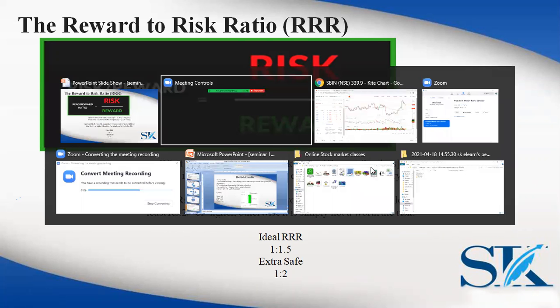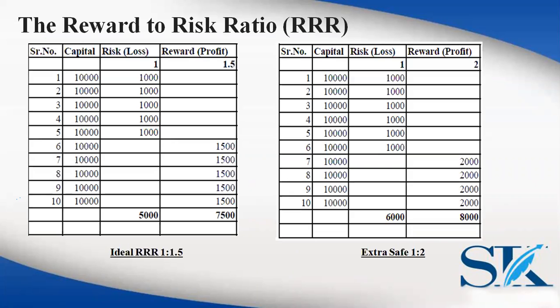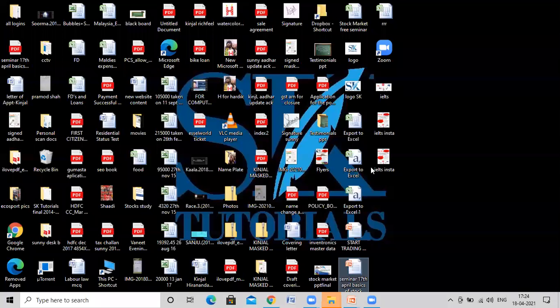Okay, now I will show you why it is important to do this. This table is already there. I will show you how you calculate this table.